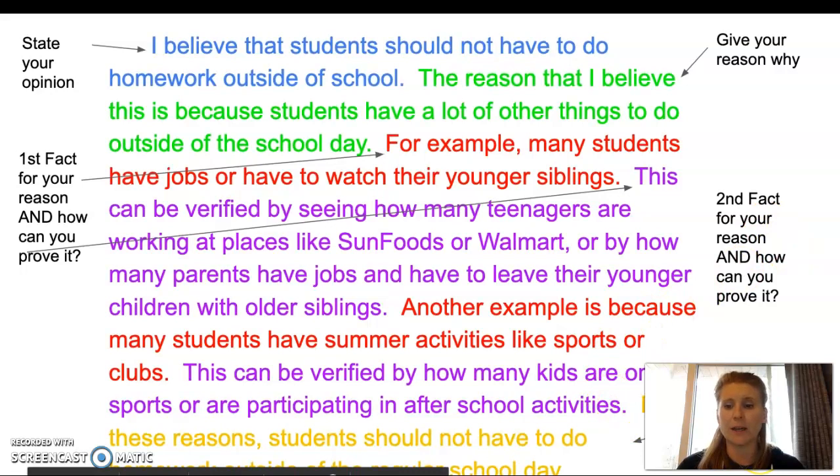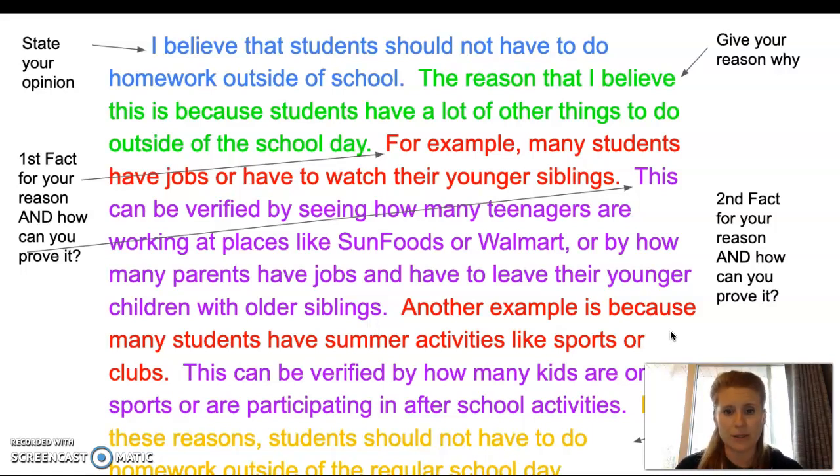The final thing we have to do is we have to make what we call the conclusion. Now, there's not a conclusion on your graphic organizer, but you have enough information here to write it. So I started with this. I said, for these reasons, students should not have to do homework outside of the regular school day. So I restated the opinion that I already gave.